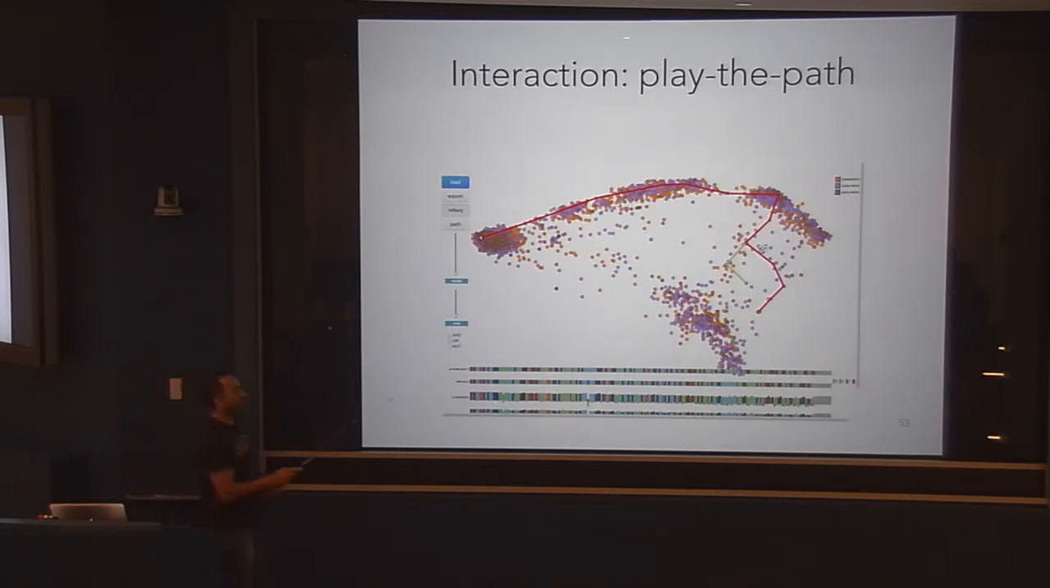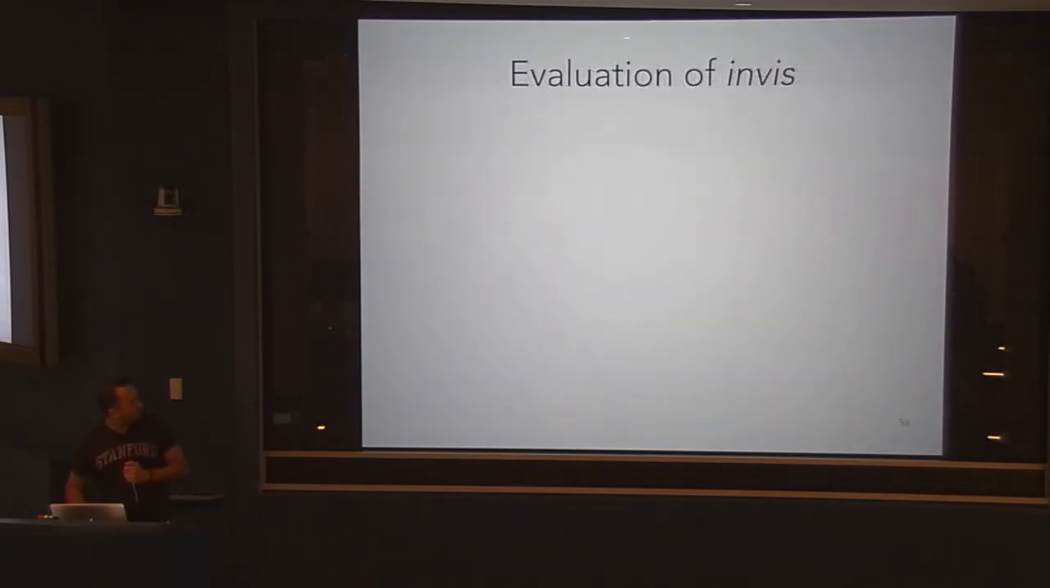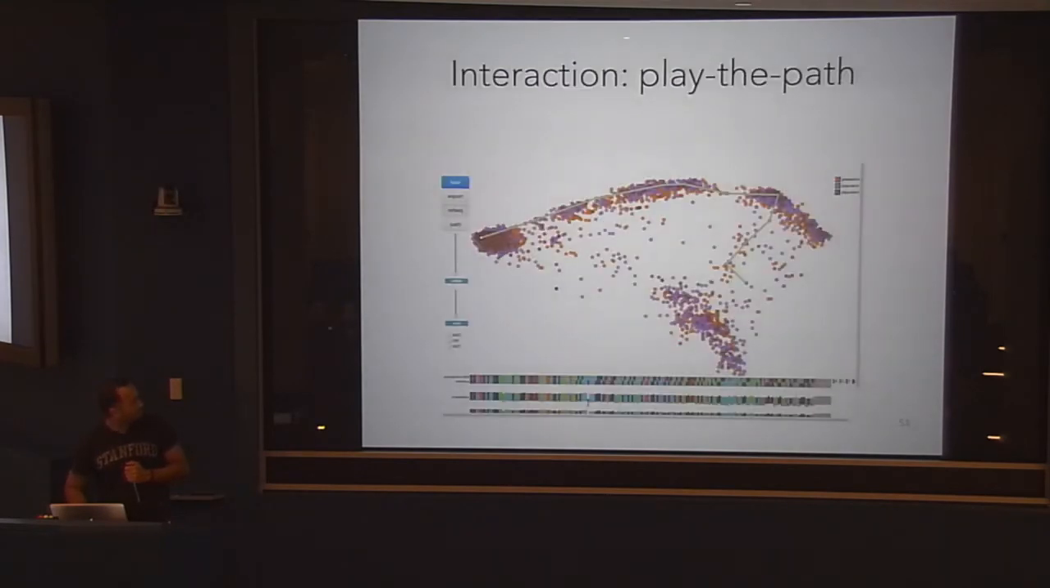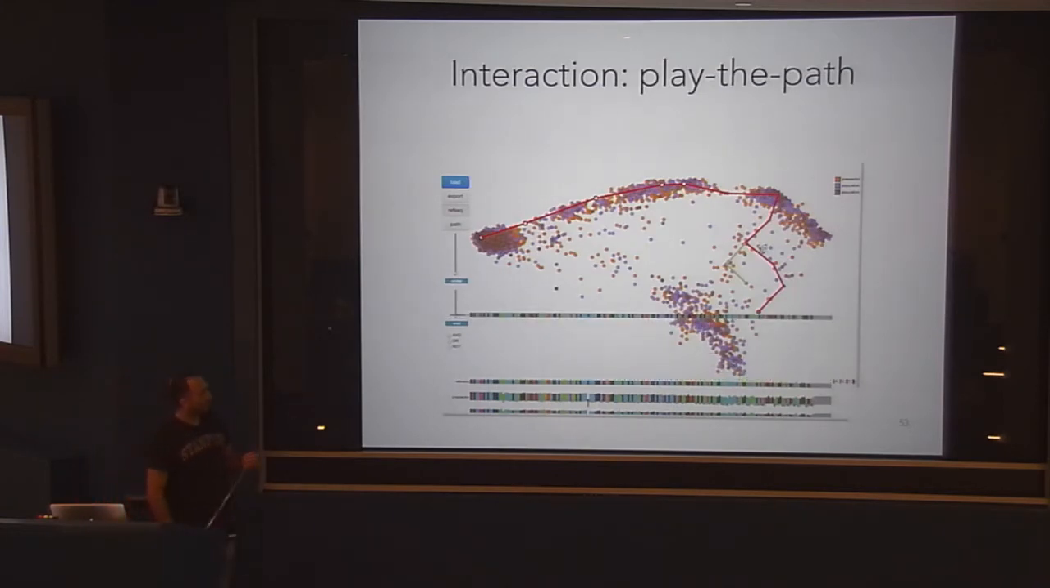So I can select the shortest path, and I can play the change of sequences along that path. One more time, construct the shortest path, and I play the path interaction, and I can show you interactively the change in the sequence along the path.